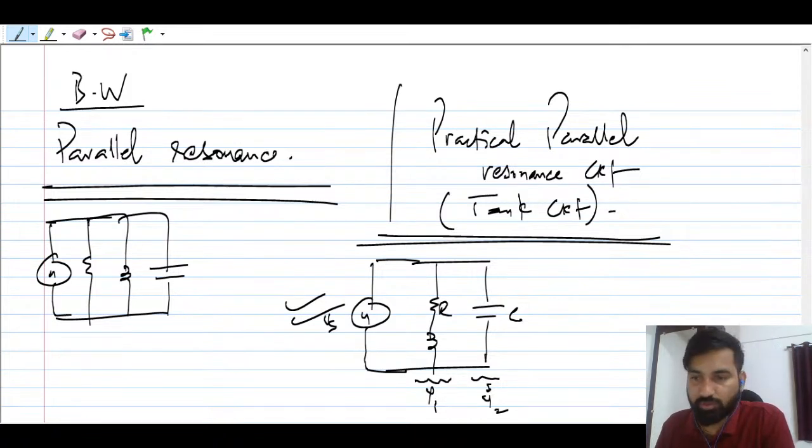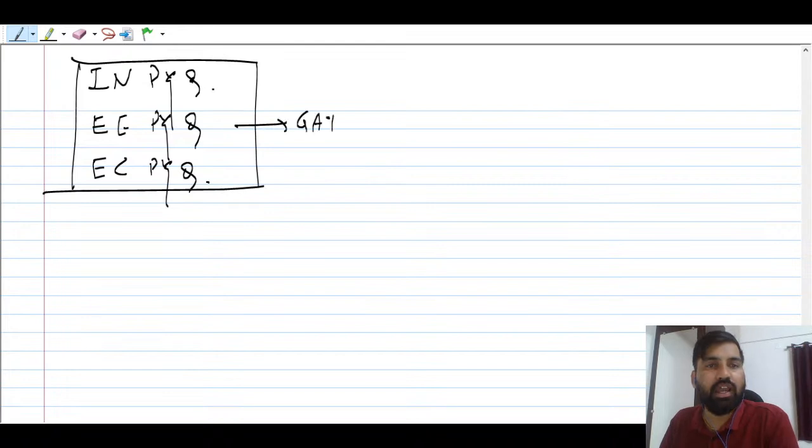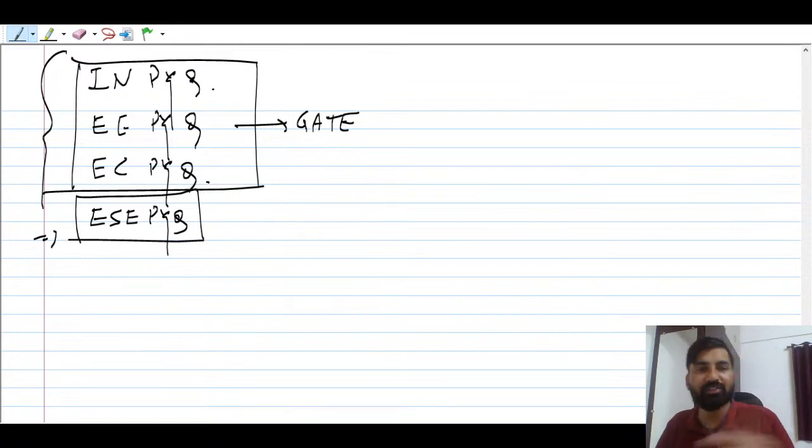So now your sequence of practice will be to start with the IN PYQ, then go for electrical engineering PYQ, then go for ECE PYQ. I'm talking about GATE. And for more practice, if you want, then you can follow ESE PYQ. I think this will be enough only. You don't have to waste much time on this, because there are other subjects.